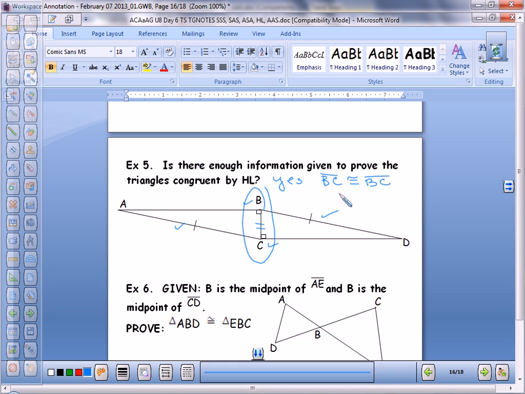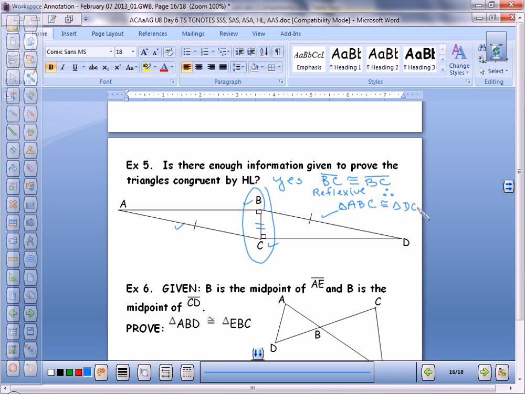All right, so BC is congruent to itself, reflexive. Therefore, triangle ABC is congruent to triangle... What corresponds to A? D. What corresponds to B? C. And what corresponds to C? B. All right. So triangle ABC is congruent to triangle DCB.